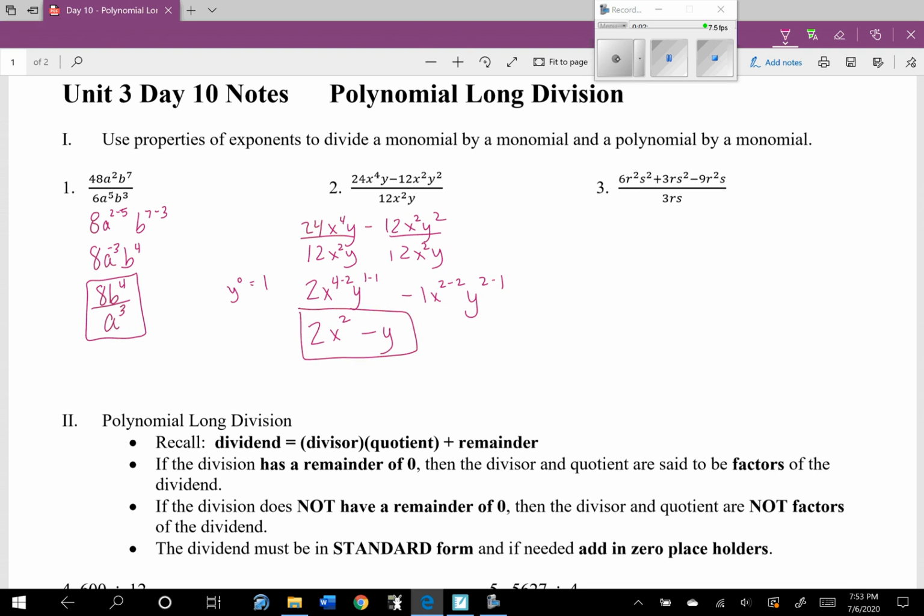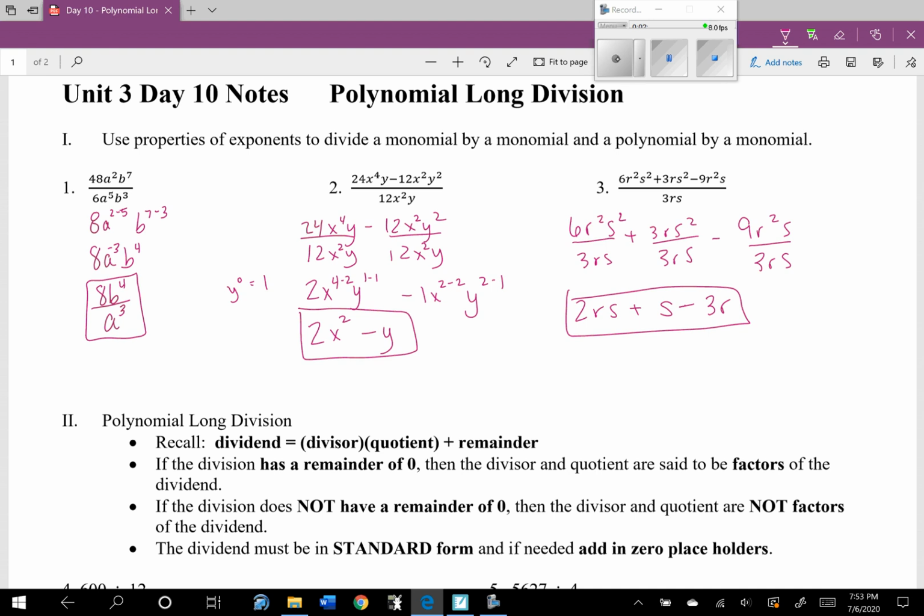Go ahead and do number 3 on your own, and then when you're done, unpause the video. So 6r squared s squared over 3rs plus 3rs squared over 3rs minus 9r squared s over 3rs. And then when you simplify each term, you get 2rs plus s minus 3r using your properties.